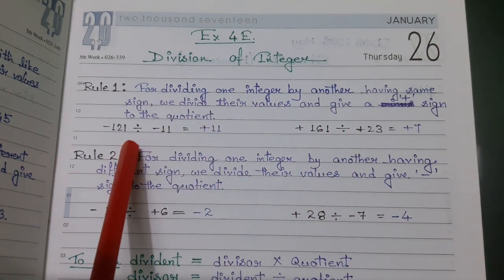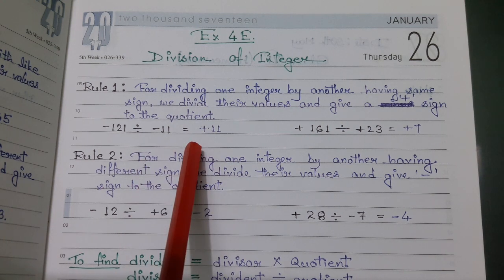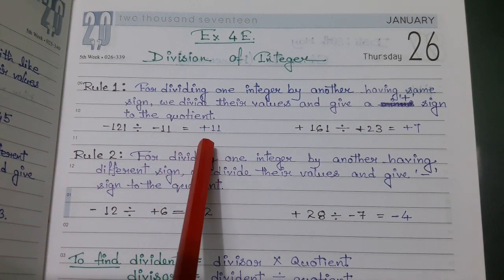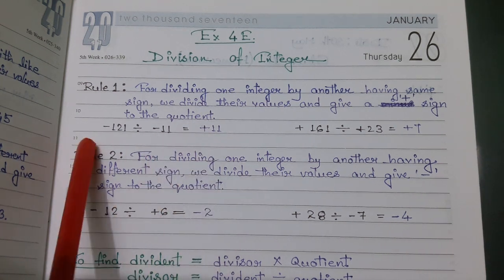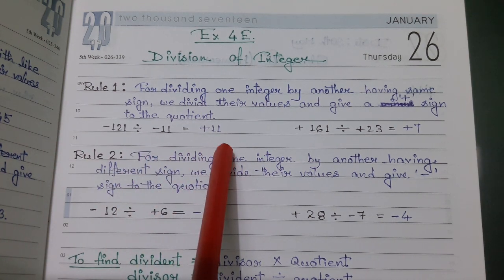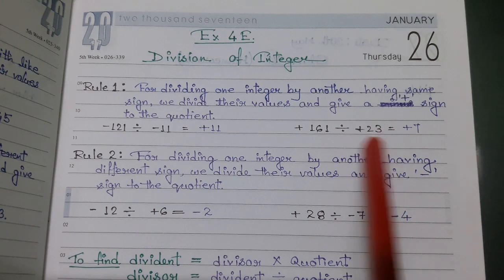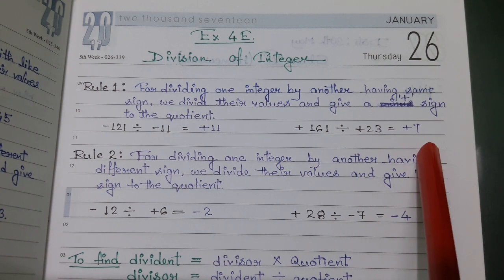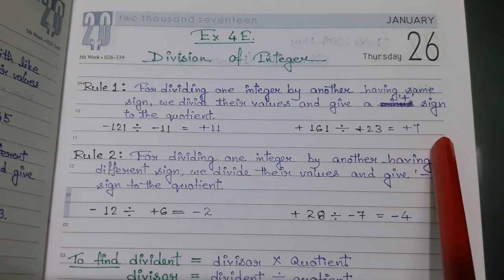See, minus 121 divided by minus 11. Both the signs are the same. So we give a positive sign and divide these two numbers, and we get 11. For this sum, both signs are positive. So the answer will be positive. After dividing, we get 7. So the final answer will be plus 7.